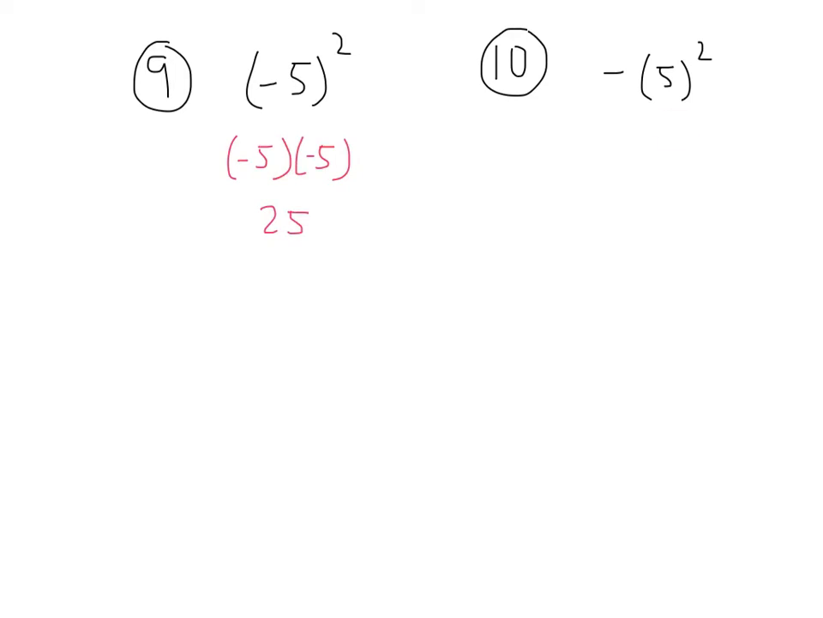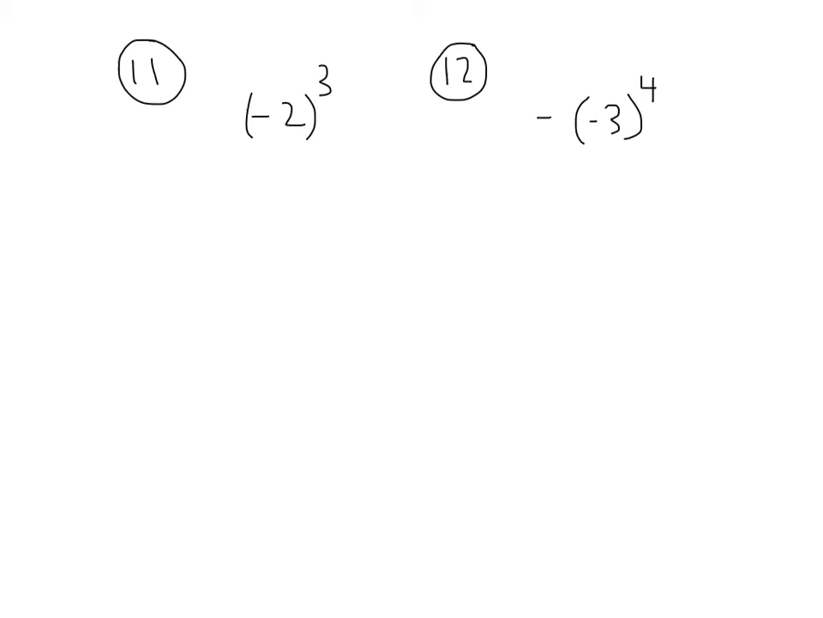Well, what if I wrote it this way? What is this saying? This is saying the opposite of 5 squared. So this is saying we're going to do 5 times 5 first, and then I want to take the opposite afterwards. Well, 5 times 5 is 25, and then I have the opposite of that, so that would be -25. Go ahead and evaluate these, see what you get. Pause and do that, please.